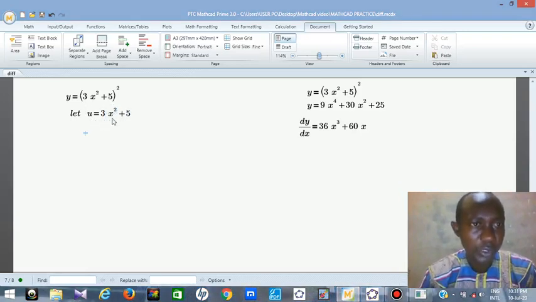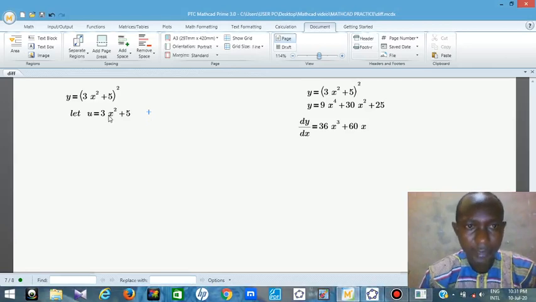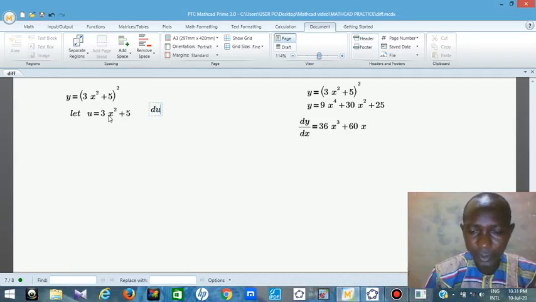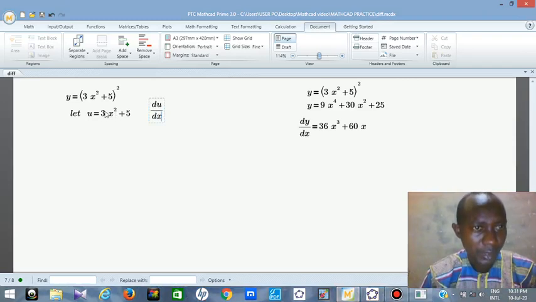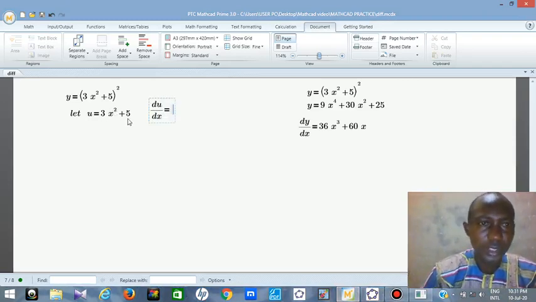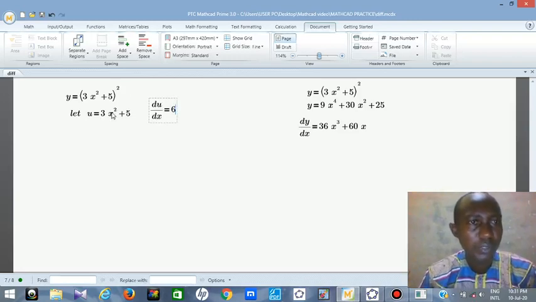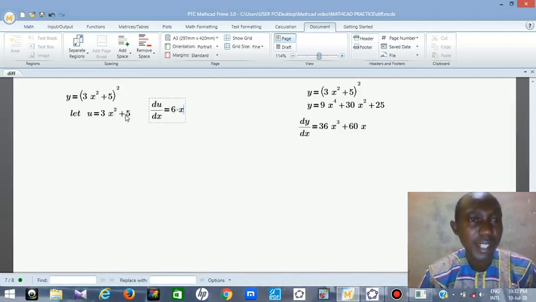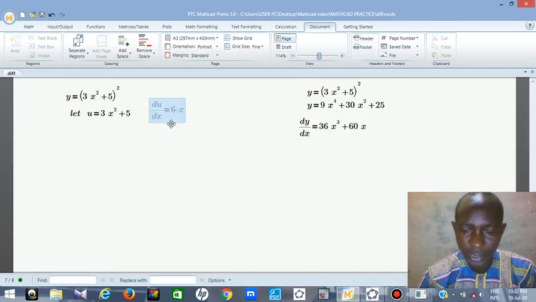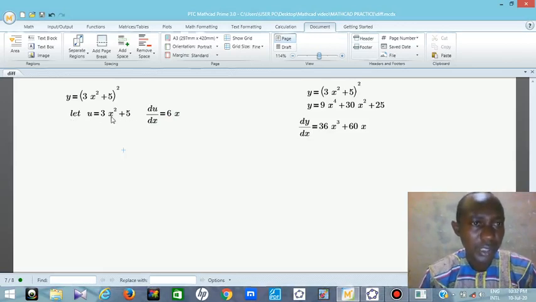If you want to use function of a function, the first step is to make what is inside the bracket equal to u. Now that we have done this, let's differentiate u with respect to x. So du dx is going to be, basic rule says, 2 times 3 is 6, then subtract 1 from 2, which is x to the power 1. So this is 6x. Constant 5 is 0, so you ignore that. So when you differentiate u with respect to x, this is what you are going to get, 6x. So you are through with this.